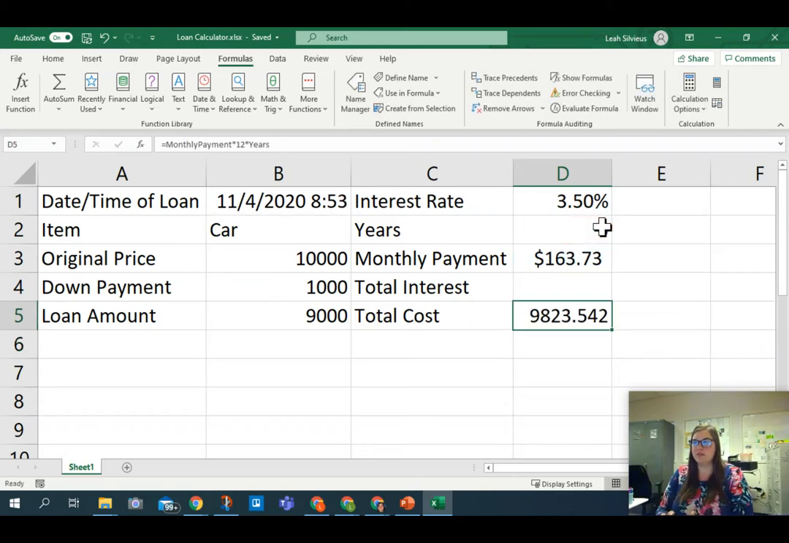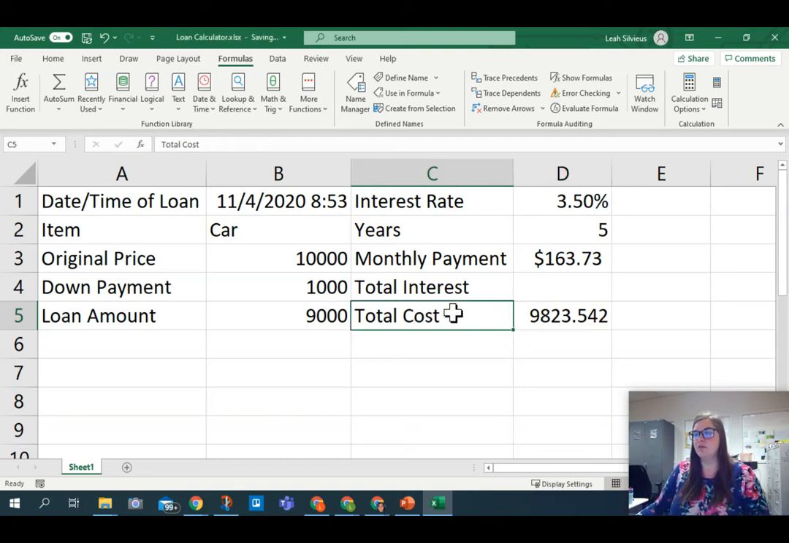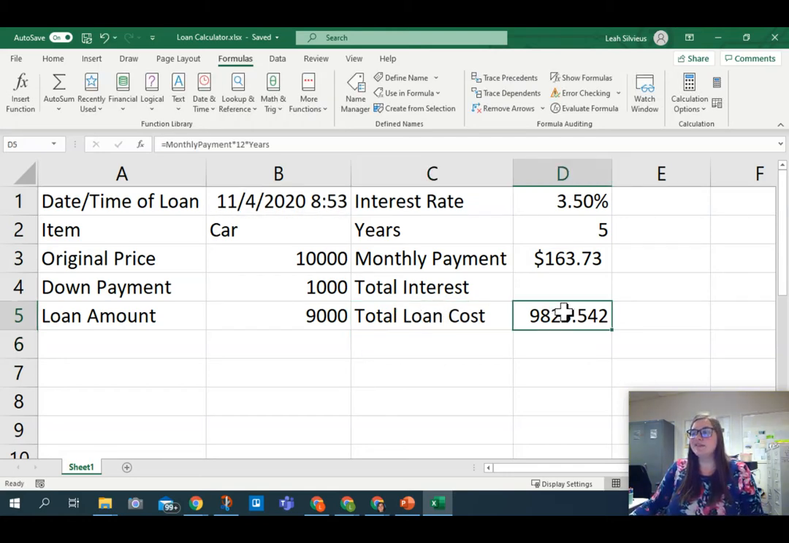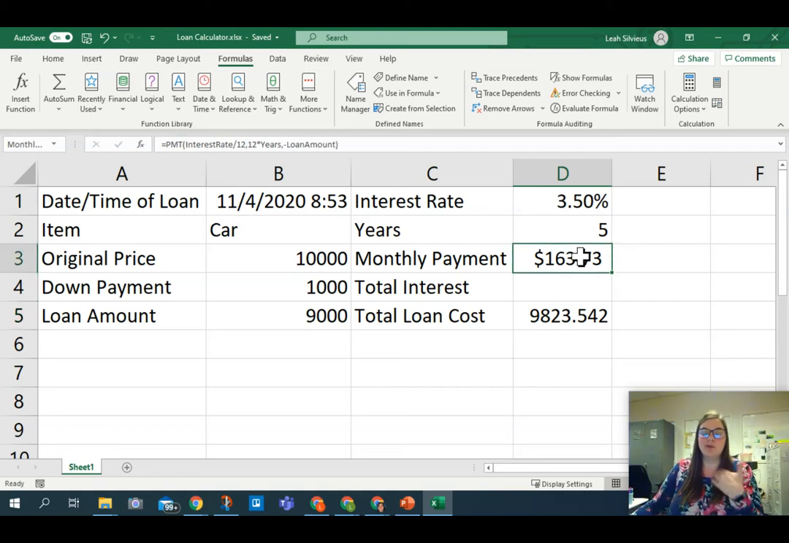We're paying $9,023. Is that the total cost of the loan or the car? This is the question, right? Okay, so if we think about it, this is the total cost of the loan. So I'm going to adjust this from total cost to total loan cost because this is how much I'm paying towards the loan. The monthly payment only goes towards the loan. It doesn't go towards the car. Did I pay anything out besides this $163.73 for 5 years, 12 months out of the year? I did. Think about it.